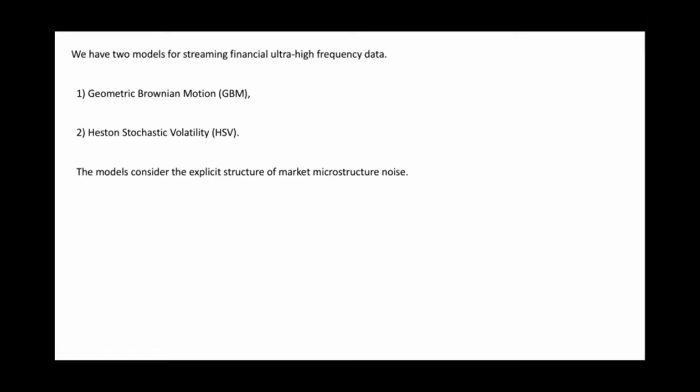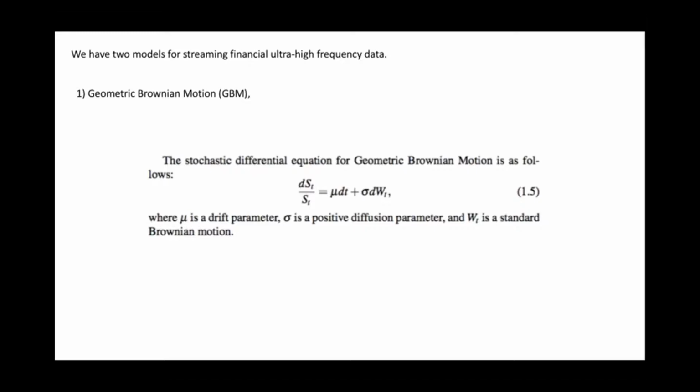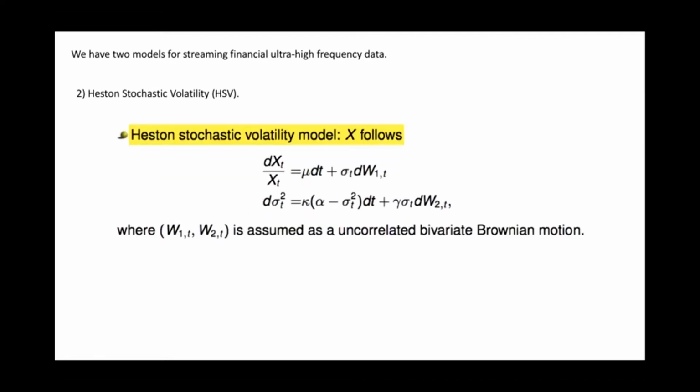And the point of this slide is that the PI's models do consider the explicit structure of market microstructure noise, and we'll go over that on another slide, exactly what that means. This slide just shows what the geometric Brownian motion model is, and if you look here, there's a mu parameter and a sigma parameter. Those are two of the three parameters that this model estimates for the geometric Brownian motion. And then for the Heston stochastic volatility model, it also has a mu and a sigma, and it has this parameter and that parameter, and that's it for this one.